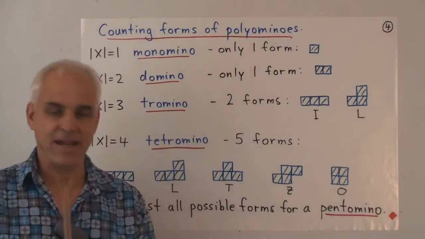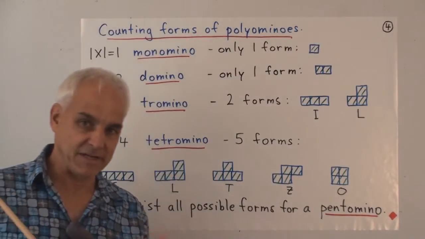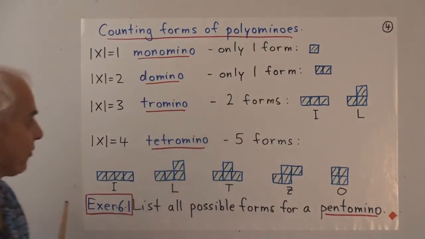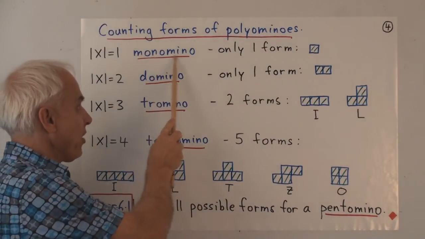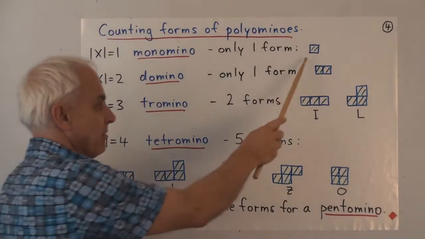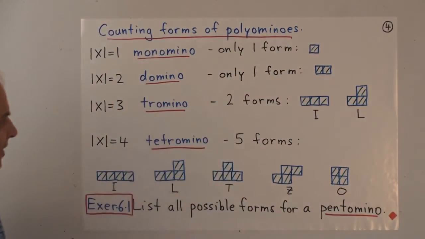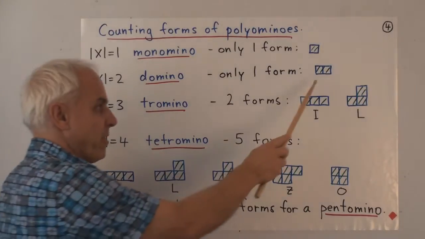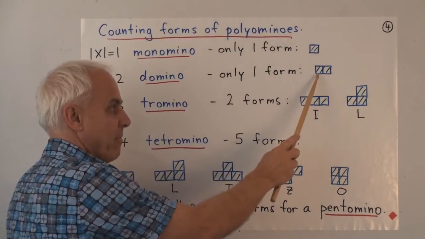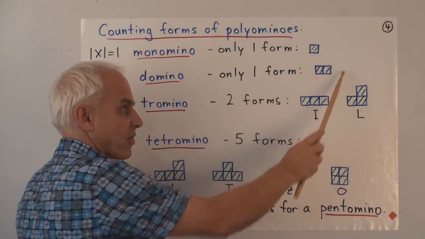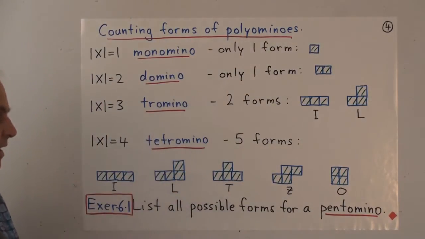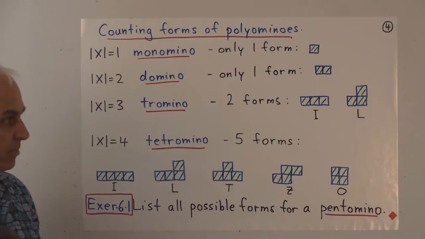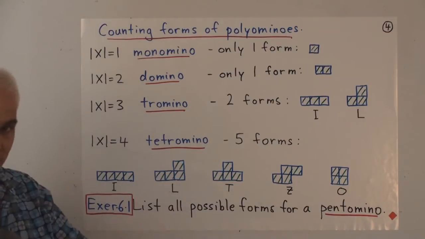All right, so let's have a look at how many different forms there are for different sizes of polyominoes. If we're talking about size equals 1, or a monomino, well, there's only one possible form. It has to look like this. A domino, there's also only one form. It has to look like this. Because remember, this one and the vertical domino that you get by rotating it a quarter of a turn are considered the same form because one can be obtained from the other by rotation.